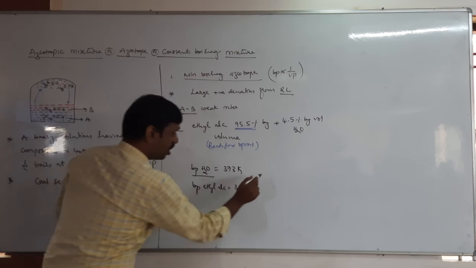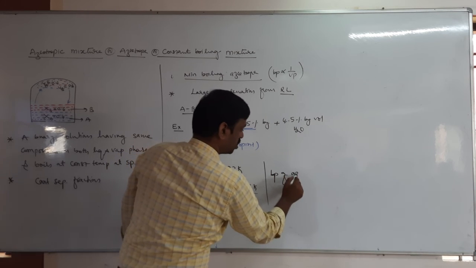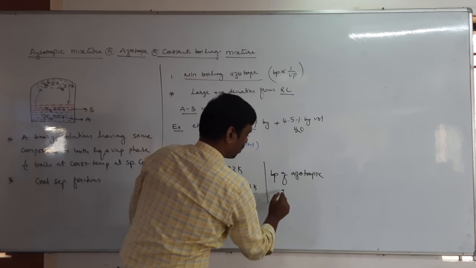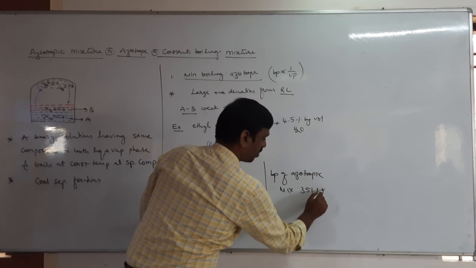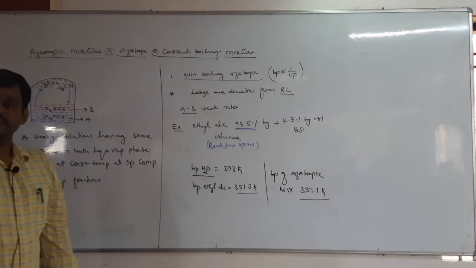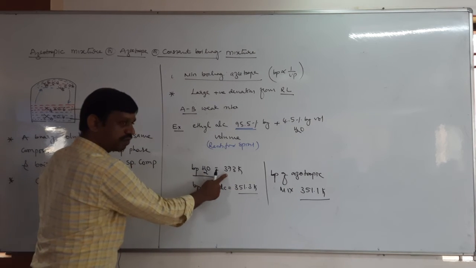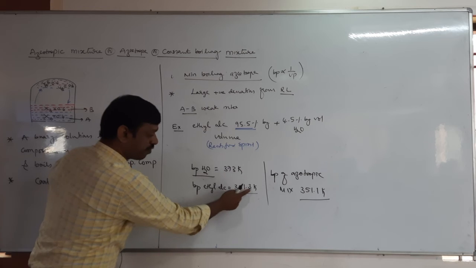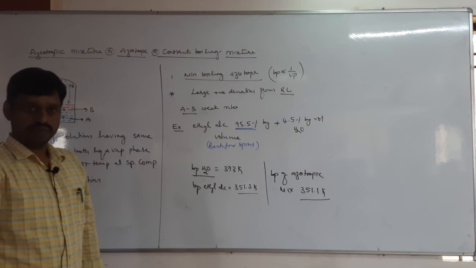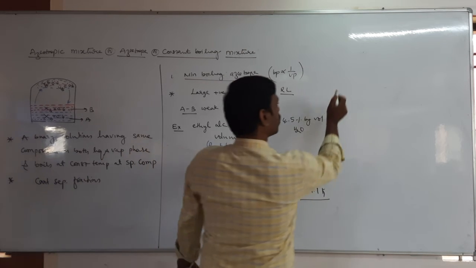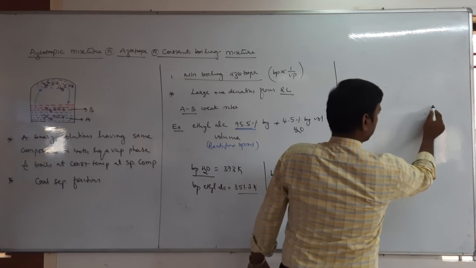It means the boiling point of this azeotropic mixture is 351.1 Kelvin. So 351.1 is less than 373, and 351.1 is less than 351.3 Kelvin. Therefore this is called a minimum boiling azeotrope. Here you can draw it on a graph also. Let us see the graph.